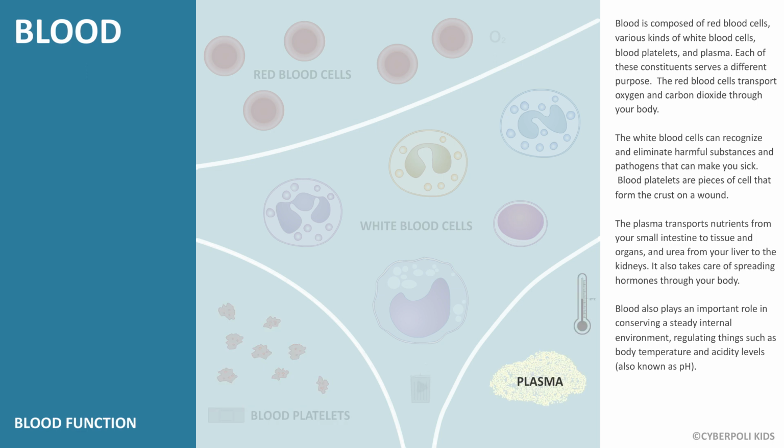The plasma transports nutrients from your small intestine to tissue and organs, and urea from your liver to the kidneys. It also takes care of spreading hormones through your body. Blood also plays an important role in conserving a steady internal environment, regulating things such as body temperature and acidity levels, also known as pH.